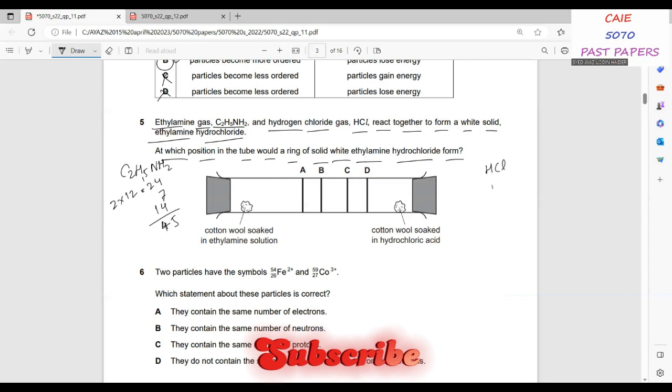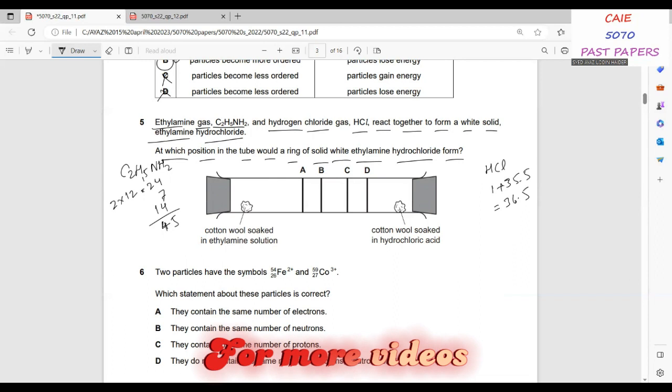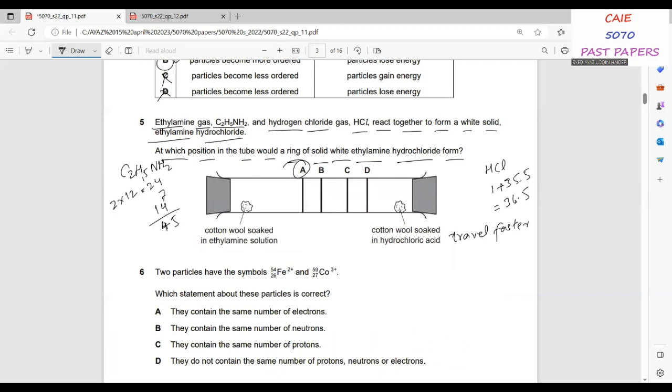What about HCl? Ar of hydrogen is 1 and chlorine is 35.5, so we'll get 36.5. So hydrogen chloride will travel faster than ethylamine. So definitely A will be the answer for this one. Both will meet at point A to form a white solid.